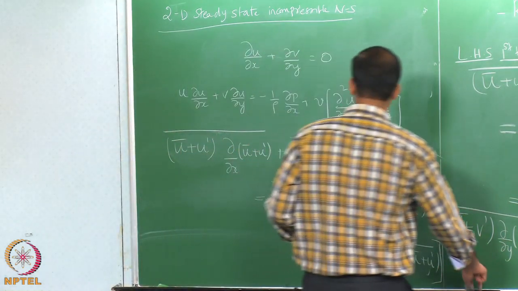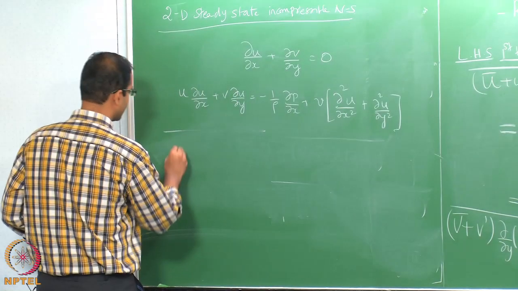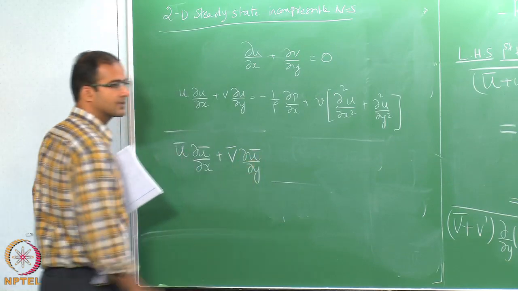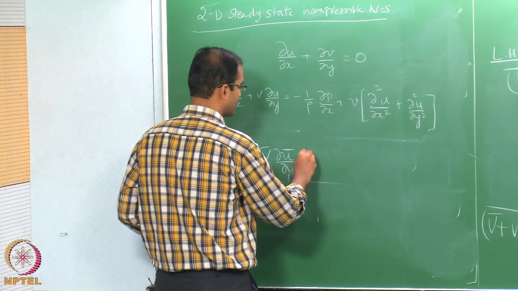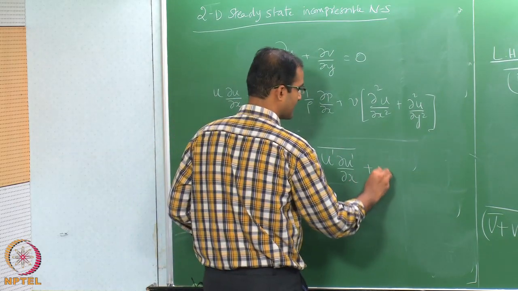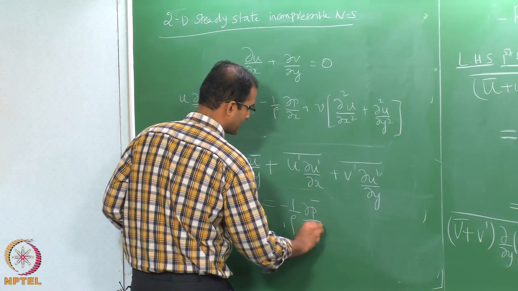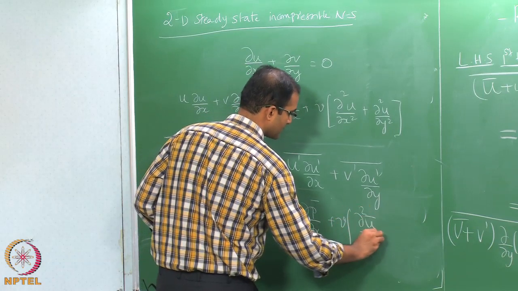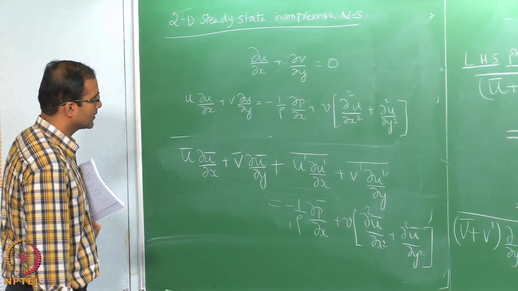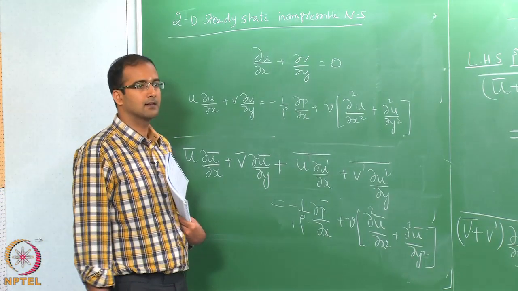Okay, so therefore if you write the combined equation on the left hand side, you have u bar du bar by dx plus v bar du bar by dy. So this looks similar to the instantaneous convective terms, plus additionally you have the terms u prime du prime by dx averaged plus v prime du prime by dy averaged. On the right hand side you have all the mean quantities. So now we are going to introduce the continuity equation for the fluctuating component, which says that du prime by dx plus dv prime by dy is equal to 0.